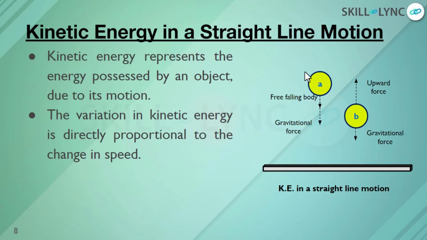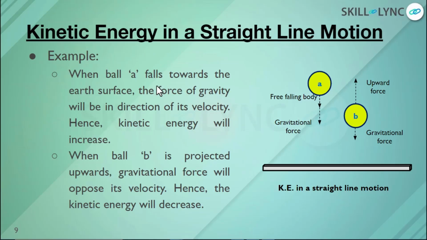This system of two objects shows us that when object A was falling, kinetic energy was there in the object, and when object B was going towards the sky, kinetic energy was there in object B as well. So we can depict that there is presence of kinetic energy in a straight line motion. This slide tells us the same thing.